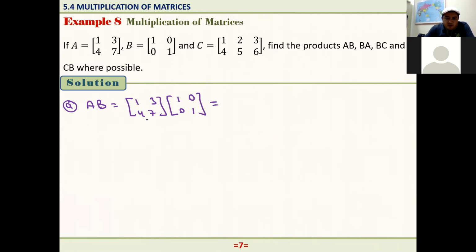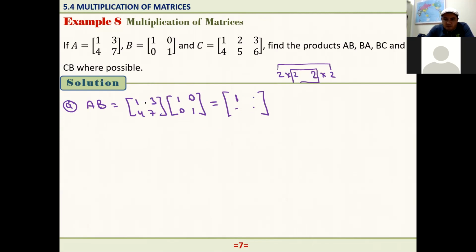This one is a 2 by 2 matrix, and this one is a 2 by 2 matrix. We are multiplying a 2 by 2 matrix by a 2 by 2 matrix. So these numbers are equal, and the resulting matrix will be of order 2 by 2. Here I will have something like this, dot, dot, dot, dot. To write this entry, I need to multiply the first row by the first column. So 1 times 1 is 1, 3 times 0 is 0. The sum is 1.